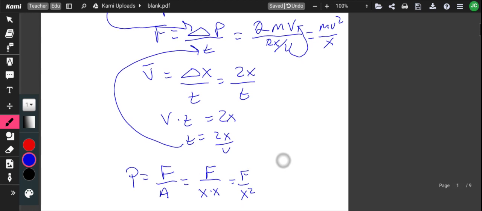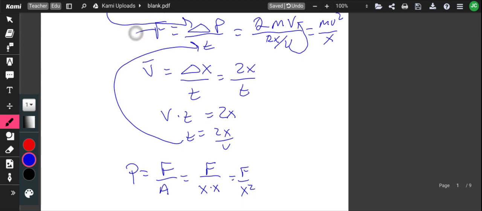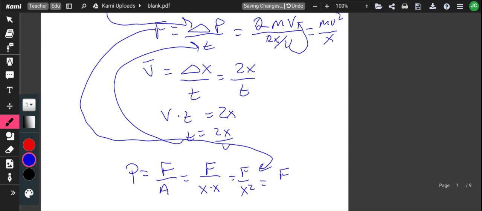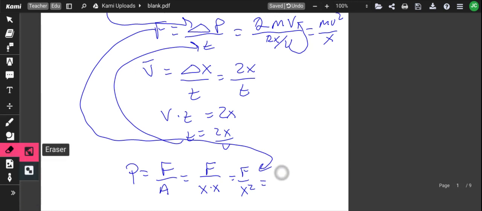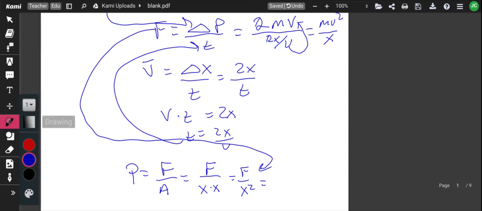As you might have guessed, we are now going to bring this down into here. And when we do that, we end up with F. I'm sorry, we'll do that again. We just had F. We're going to get mv squared over x divided by x squared. And as you probably are realizing, that's x squared over 1.